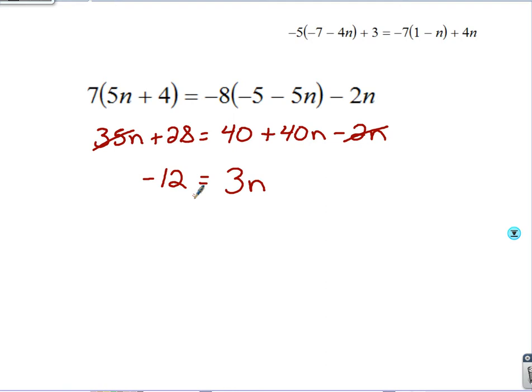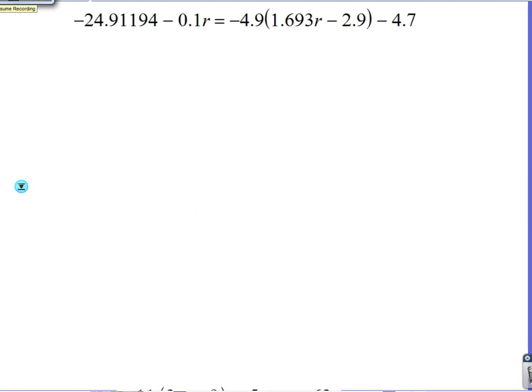And the same way on this last step, you don't have to show me that you're dividing by 3. Just do it. What's negative 12 divided by 3? Negative 4. N is negative 4. So if you just want to do the steps instead of showing me the steps, I'm okay with this. Okay, here we go, next problem.